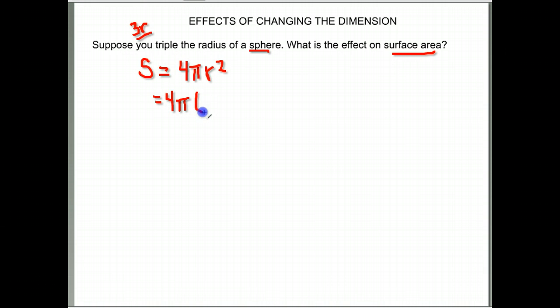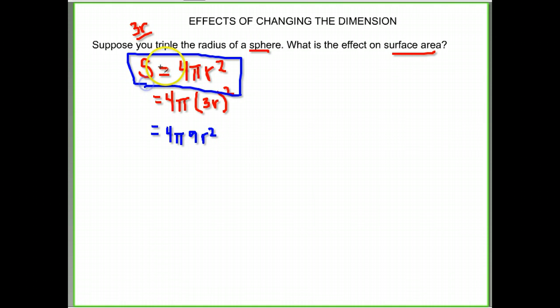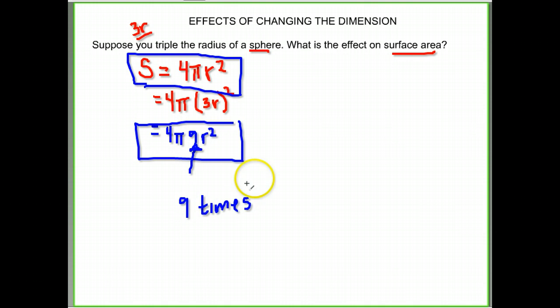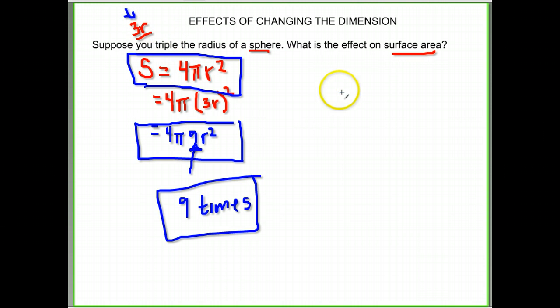Well, that would mean we have 4 times pi times this 3r squared. And if we square that 3r, r squared is just r squared, and 3 squared, 3 times 3, gives me 9. So now I have 4 times pi times 9 times r squared. What's the difference between the original surface area and this surface area with the radius tripled? Well, the difference is that 9 that's multiplied in there that doesn't exist here. So the surface area is multiplied by 9 if you triple the radius. And notice again, whatever we multiply the radius by, surface area is squared, so the effect will be that number squared.